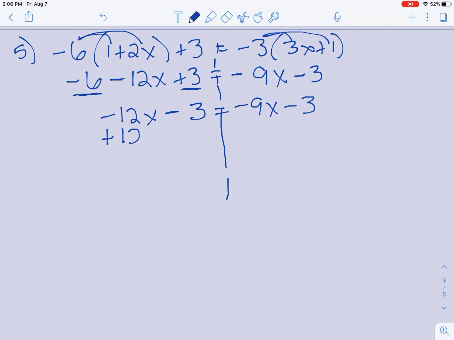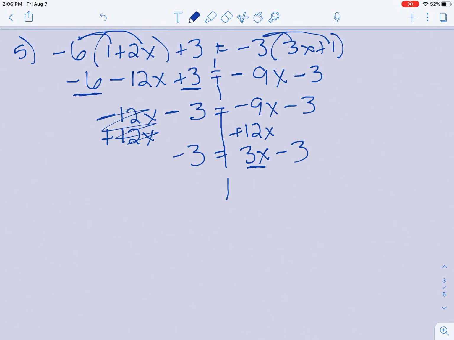If I have negative 12x, I take the opposite sign, so plus 12x. To move stuff, we're going to add or subtract. Okay, so these are gone. Bring down my negative 3. Negative 9x plus 12x would be 3x. Bring down your minus 3.